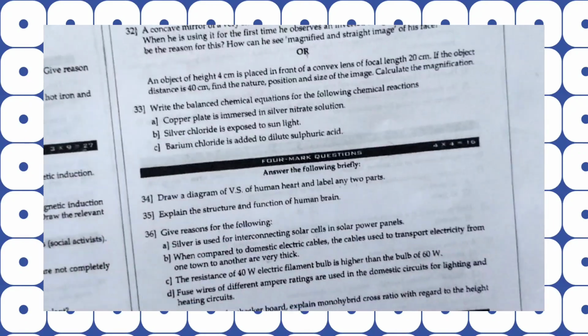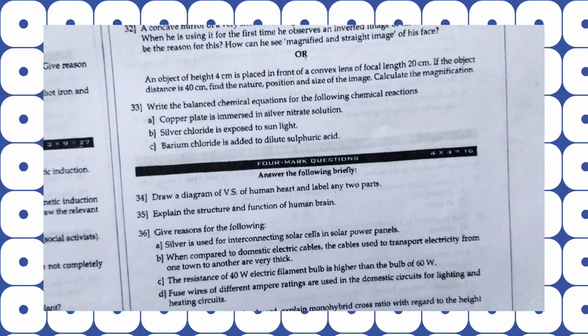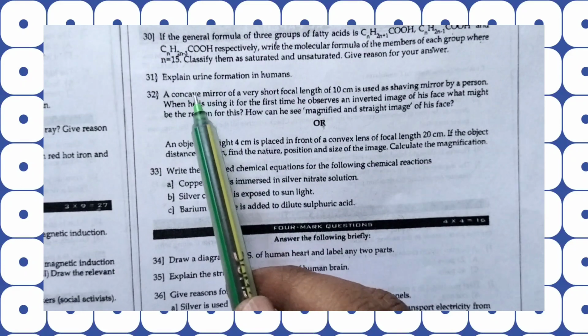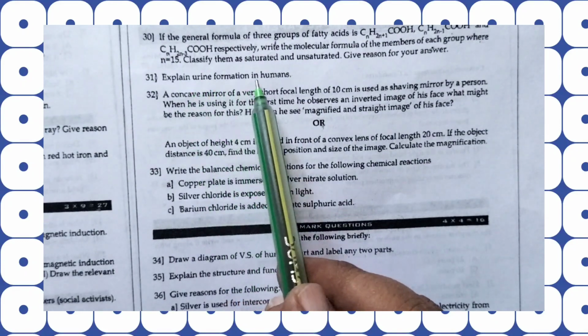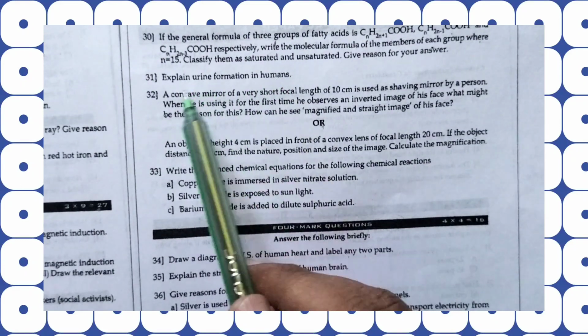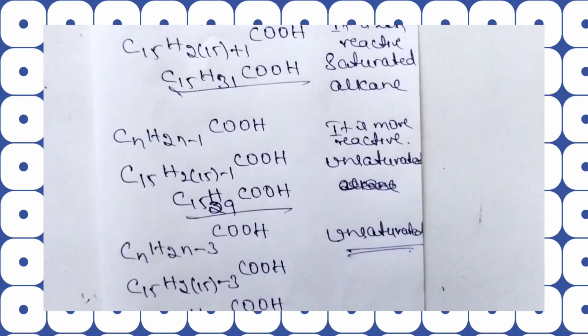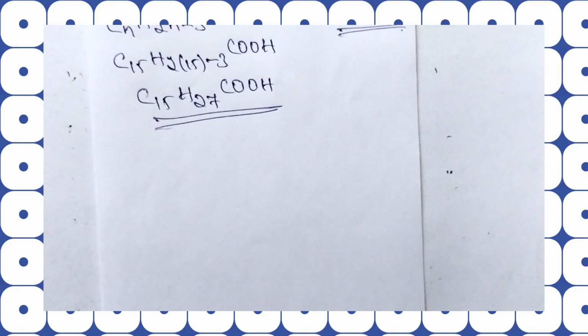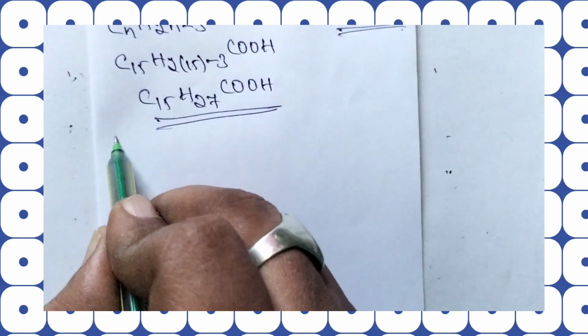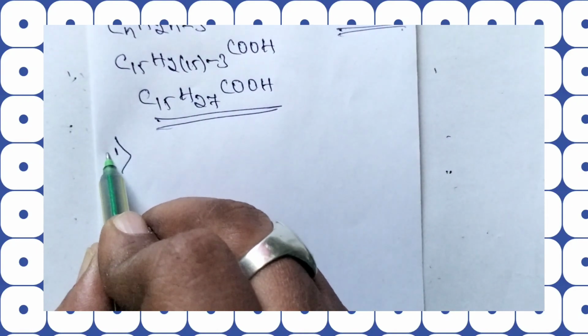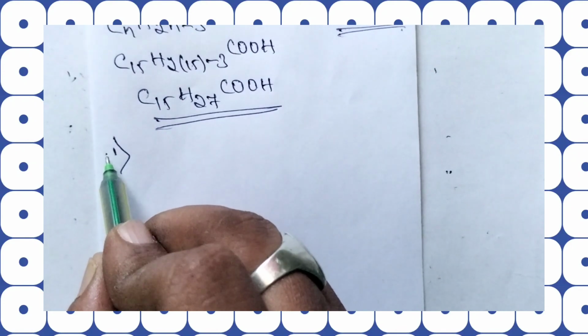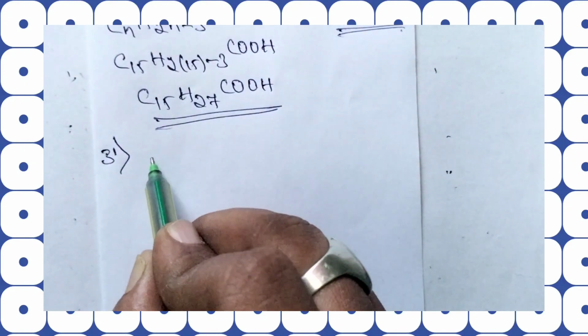So now let us move to the next question, that is, explain urine formation in humans. So now let us explain how the urine is formed in humans. So let us see how urine formation happens. That is the 31st question. So let us come to the first step.